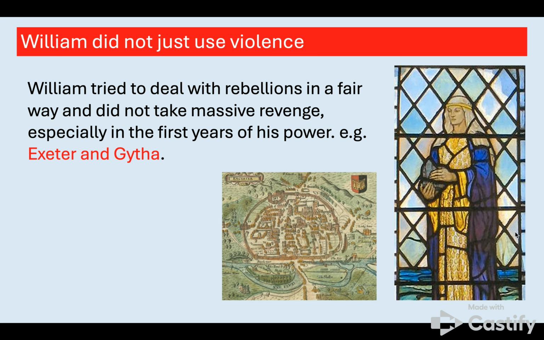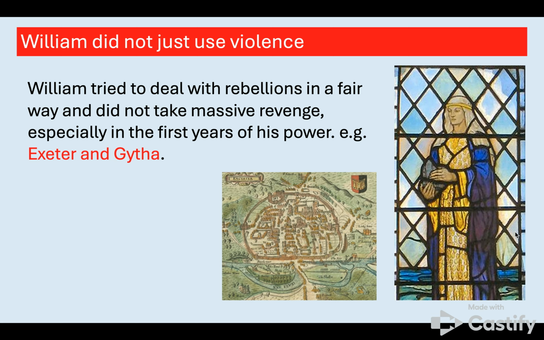He promises not to take revenge. He tries to do deals, negotiations. He builds a castle. So this isn't using violence. This is using other strategies to try and control the country. Now, this is particularly relevant for Exeter, but also relevant for the north, you could argue.